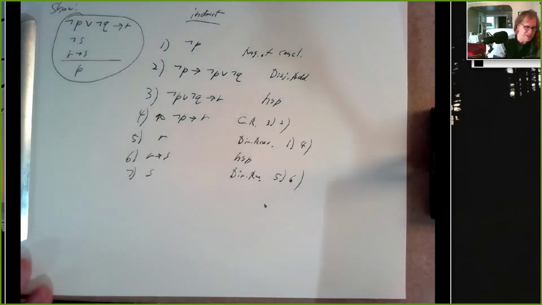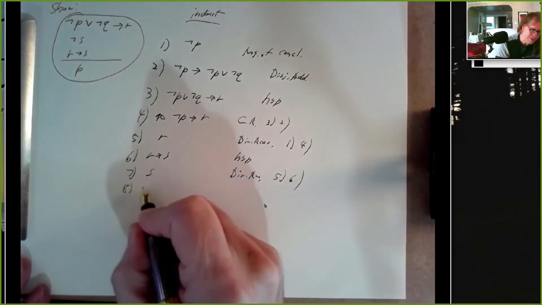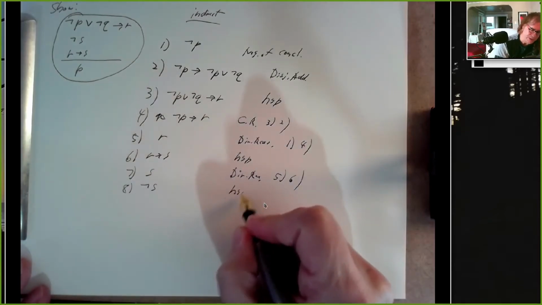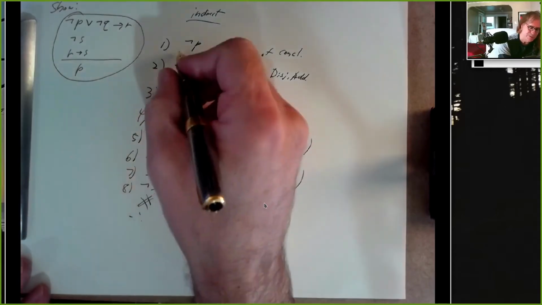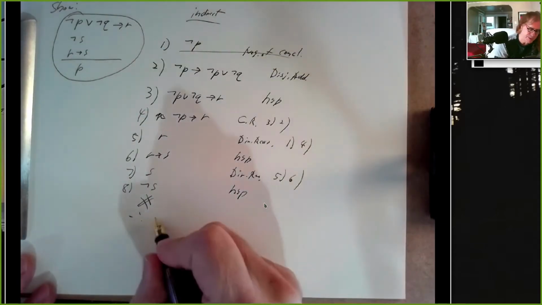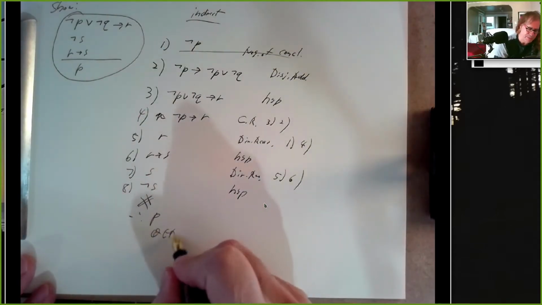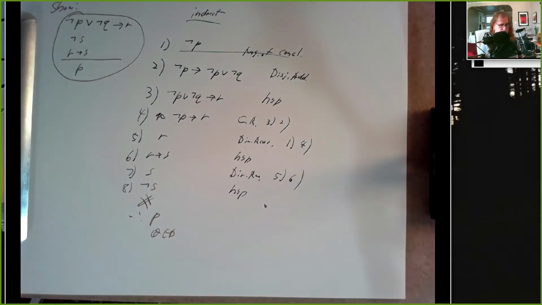Between 5 and 6, but we also have not S. That's a hypothesis, and that's a contradiction. Therefore, the negation of the conclusion was incorrect, therefore P, which is what we were asked to show. So that's an indirect, and that's a little less work. It's a lot of lines, but we don't have to do a whole lot other than, you know, be clear about that disjunctive addition.